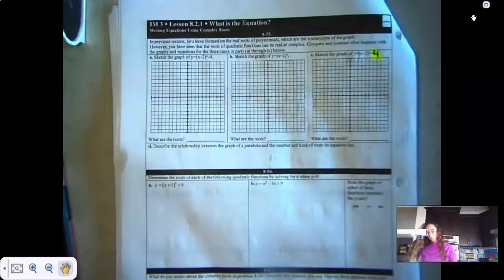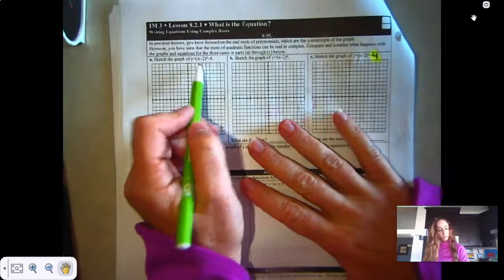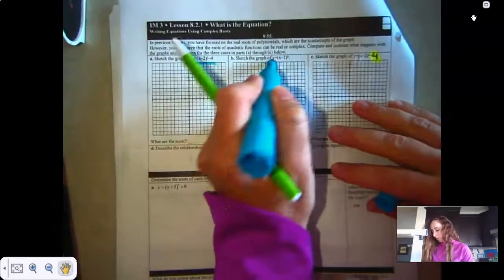So in the first part of the chapter, we talked all about real numbers. Now we're going to get to graphing with imaginary numbers, okay? So we're going to notice some things. First thing I want to focus on is the vertex. So what is the vertex here versus here versus here?